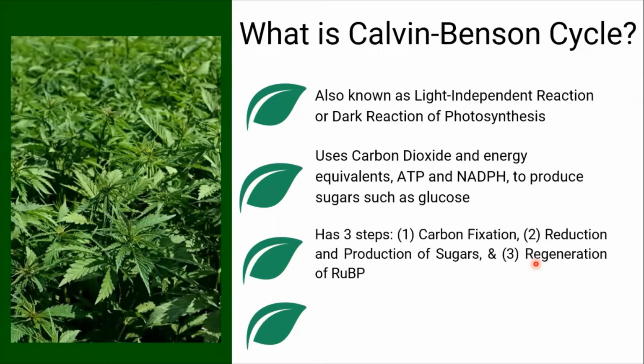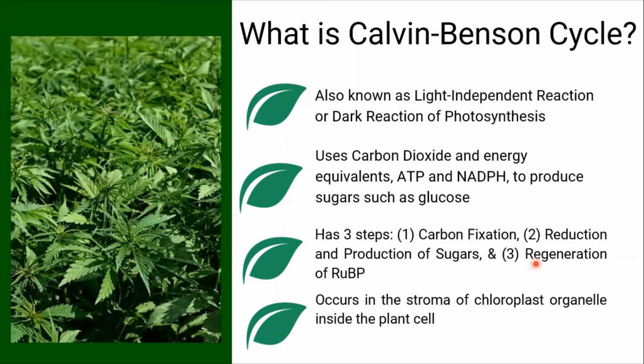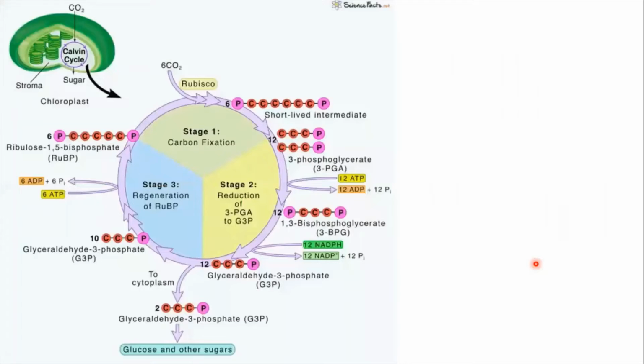Calvin-Benson cycle has 3 steps. First one is the carbon fixation. The second one is the reduction and production of sugars. And the third one is the regeneration of RuBP. Calvin-Benson cycle occurs in the stroma of the chloroplast organelle inside the plant cell. So without further ado, let's start.